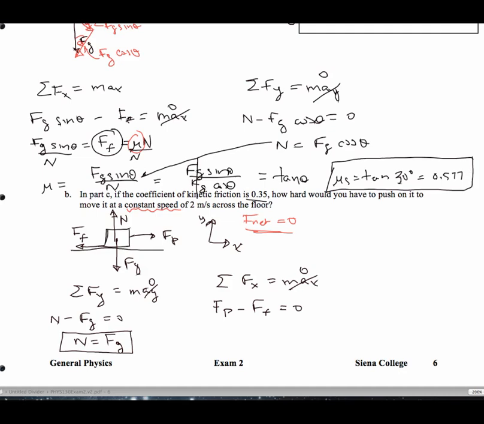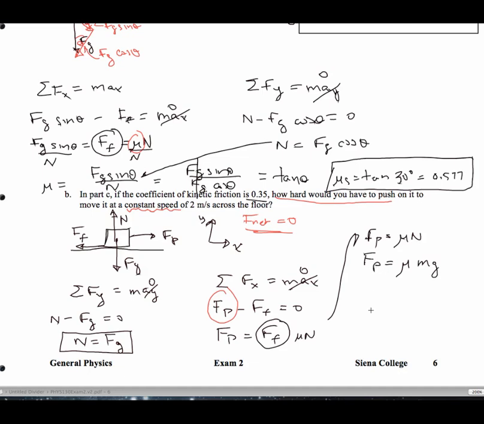And this is what we're trying to find, right? Because it said, how hard would you have to push? So that's what we're trying to find, the pull or the push. So I know for the net force to be 0, the force of my push has to be equal to the force of friction. I know that this is mu times the normal. So I'll come up here and say that the force of my push is mu times the normal. And from my y equation, I know my normal is the force of gravity, which is mg.